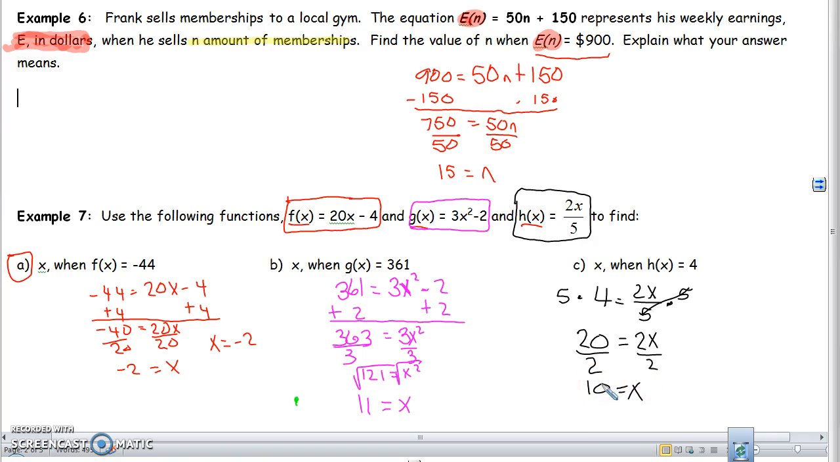You can always check your work too. You can plug 10 into your function and see what happens. If I put 10 in here, 2 times 10 over 5 is 20 over 5, which is 4. Sure enough, when x is 10, you get 4. You could have done that with these over here as well. So these will help you for the rest of your homework.